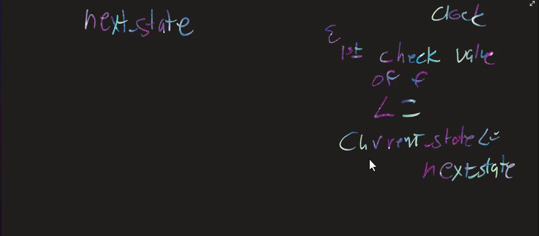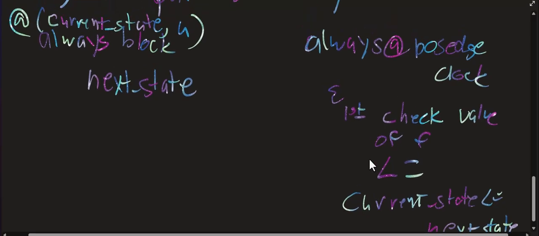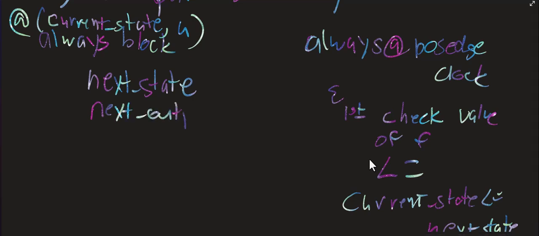Another way to do it, besides doing it this way, is in your first always block, determine both next state and next output. So determine both of those in this always block, but you don't actually change the output in this always block. You change it in the second always block.